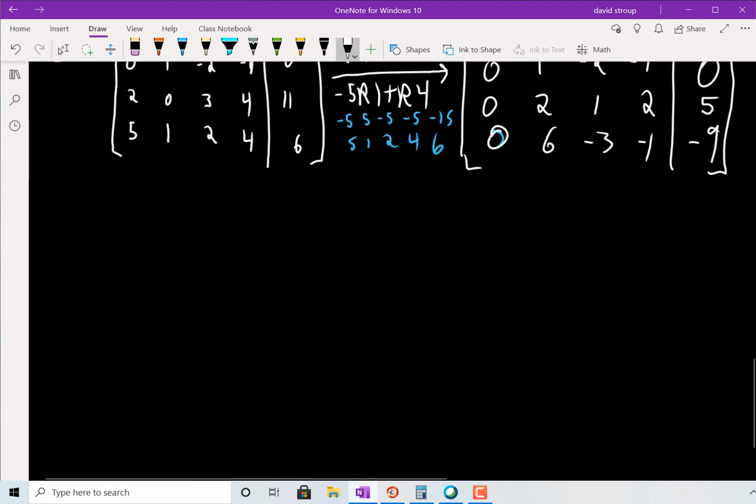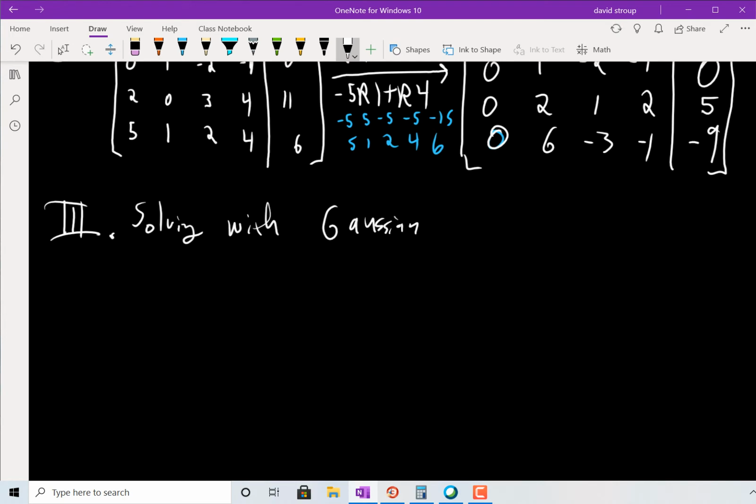So I'll just give you the procedure, what we're after when working with these systems. So solving these linear systems with what they call Gauss-Jordan or Gaussian elimination. So Gaussian or Gauss-Jordan.